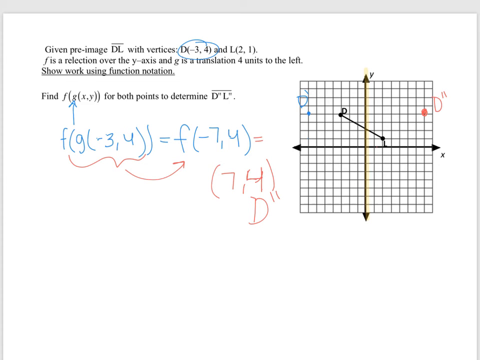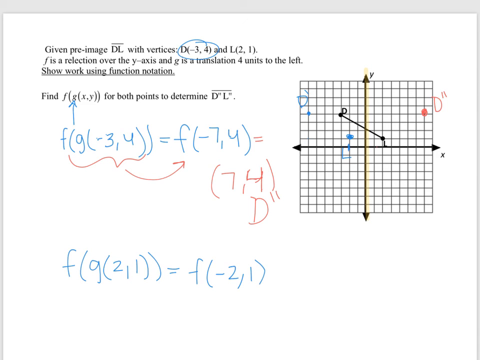And then I can do that exact same thing for the point L. So L started at 2, 1. After I do the first transformation, which remember was left 4 units, I'd be at -2, 1. So -2, 1, and I'm going to label that with my L prime.